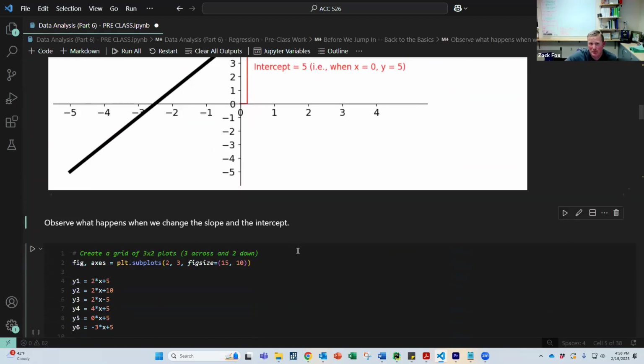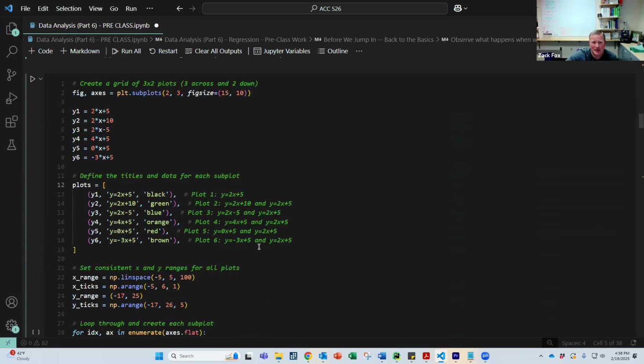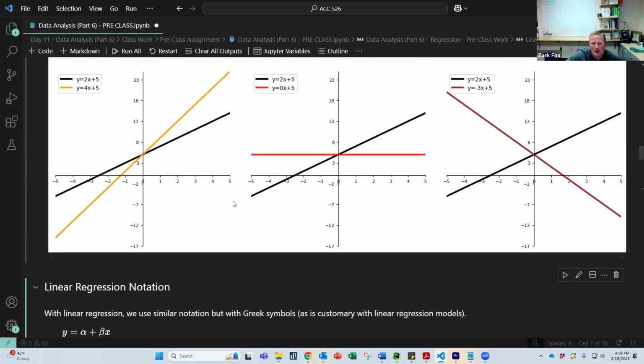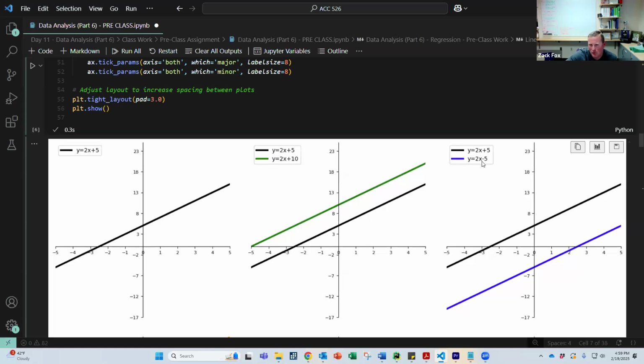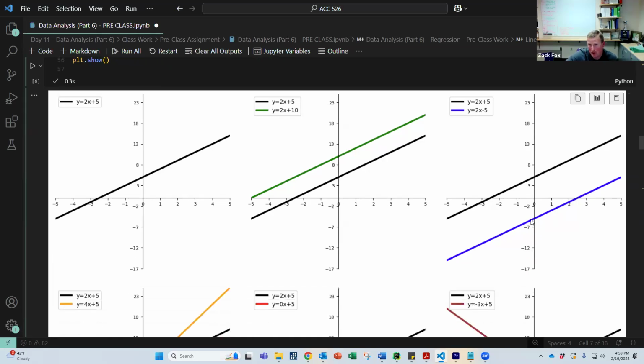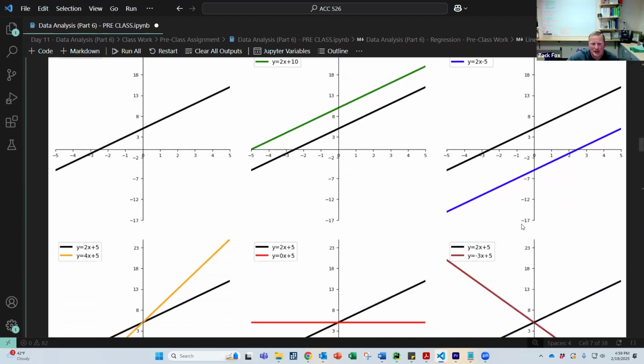So what happens when we change the slope and the intercept? Now I'm going to produce a couple more figures and walk through each of these and how they're different. Here's our first one, so we can use it as a benchmark for comparison. If we change the intercept to 10, notice our green line just shifts up five places, but the slope is the same. Same thing with y equals 2x minus 5. Our intercept just changes down to -5.